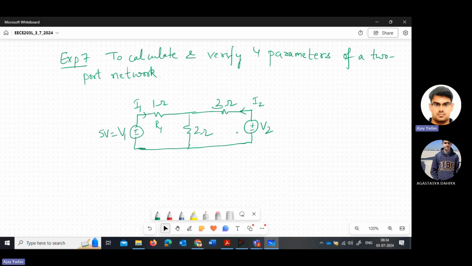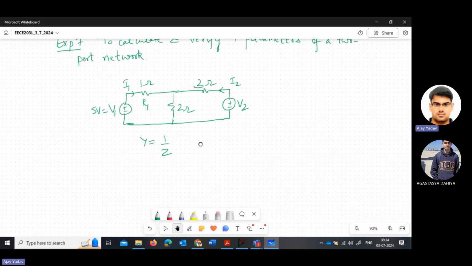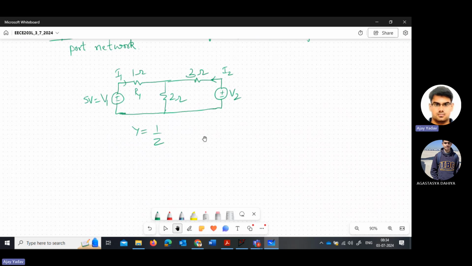Okay. Now, in the Y parameter, we also use the term short circuit parameters, or short circuit admittance parameter. It is basically reciprocal of your impedance. Admittance is reciprocal of your impedance. So here, if you want to calculate, you can easily calculate.